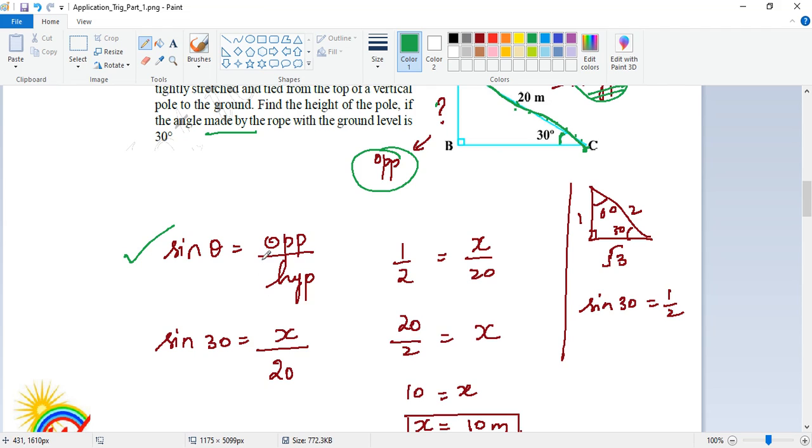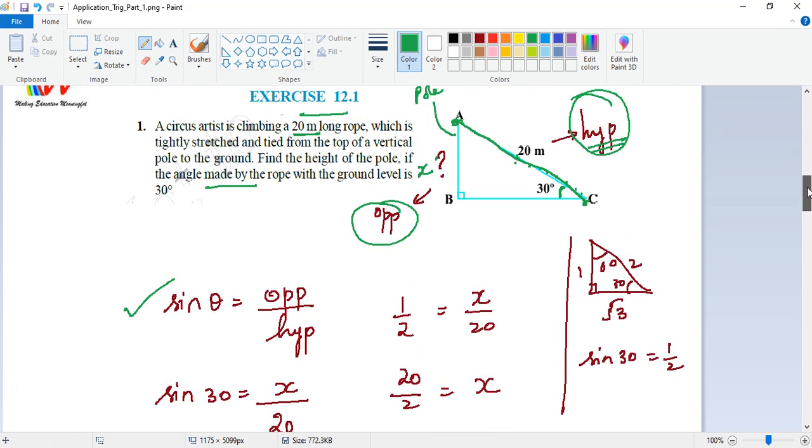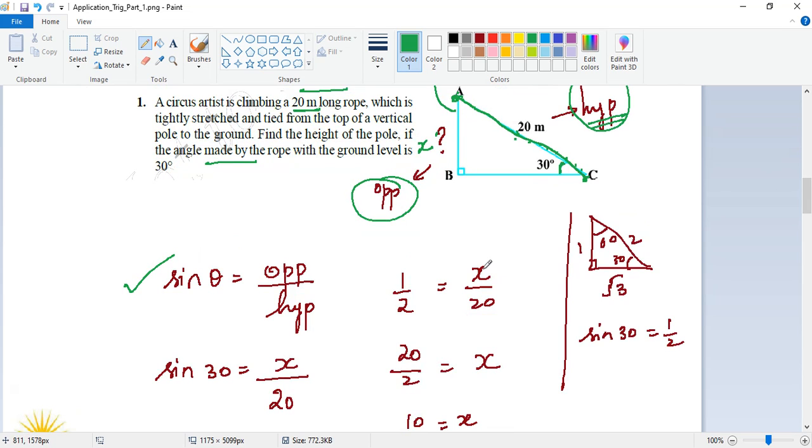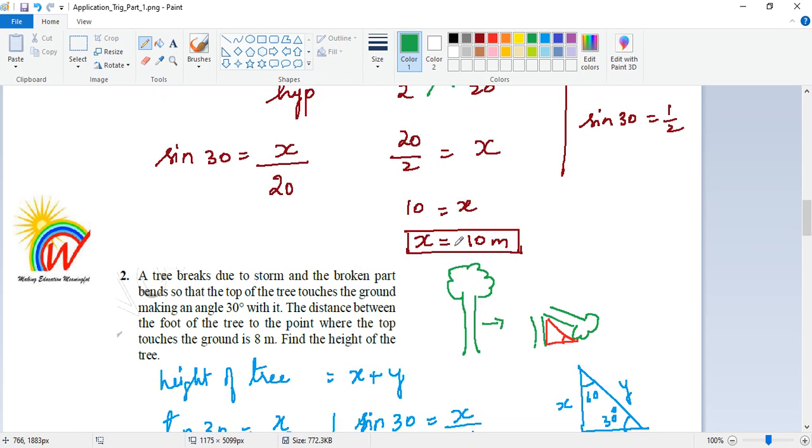So sine theta is equal to opposite over hypotenuse. Instead of theta, I will write 30 degrees, is equal to opposite, which I'll just keep as x, over 20. So sine 30 degrees is 1 by 2. You can use the reference triangle which I had taught, or you can use the table given in your textbook. So 1 by 2 is equal to x by 20. Now cross multiply, so you get 20 by 2 is equal to x. That gives you 10. So x is 10 meters. So the height of the pole is 10 meters.